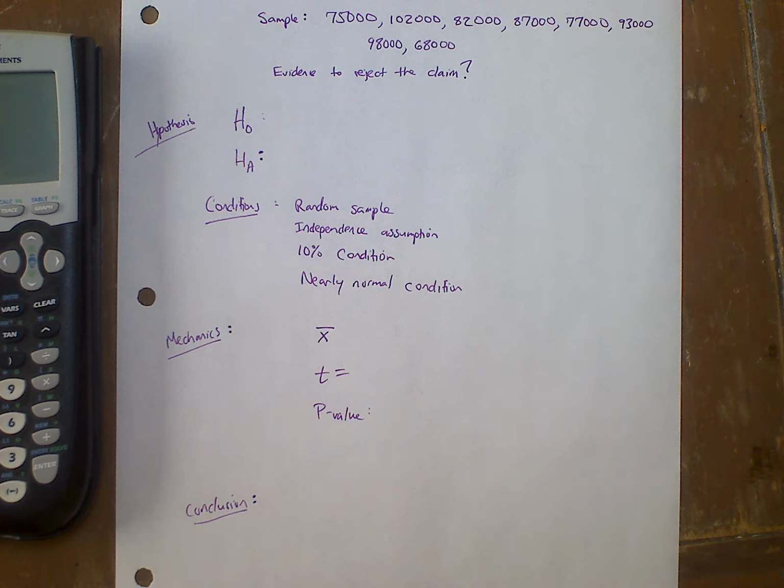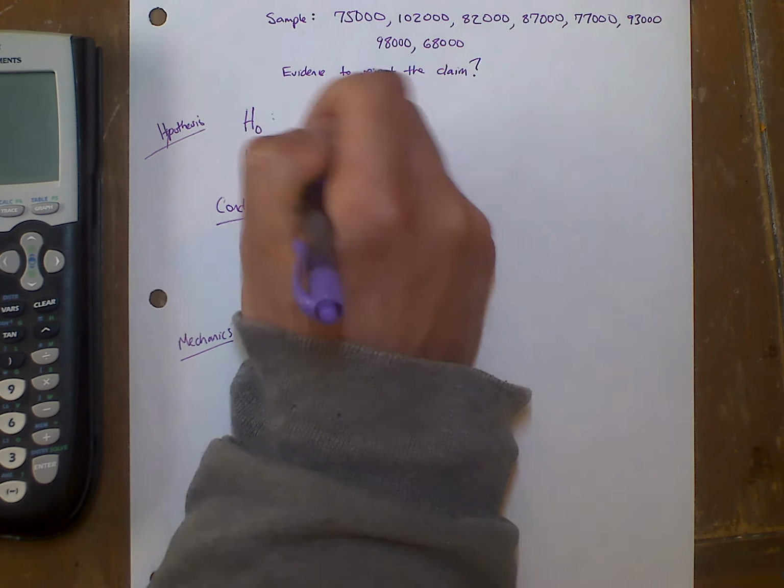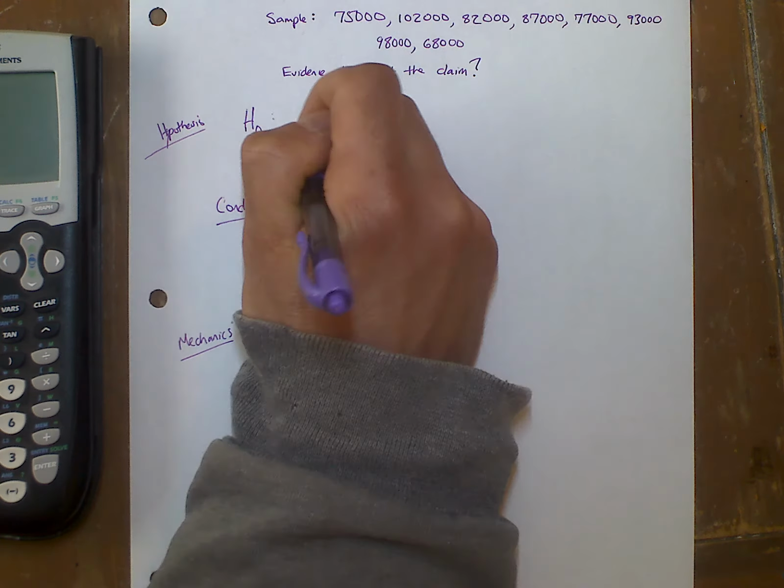Okay, so this is a hypothesis test, so we need to begin by stating two hypotheses. The null hypothesis is not a proportion anymore. It's going to be based upon a parameter, which is a mean. So we're going to be using the mu symbol. The mu is going to be equal to something in the null hypothesis, and the original claim is that the mean sale price is 90,000.